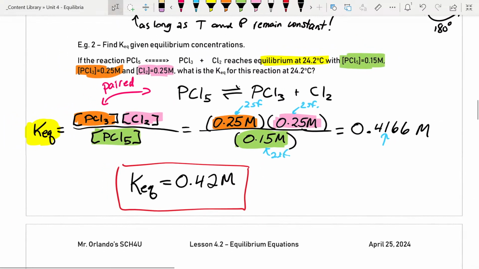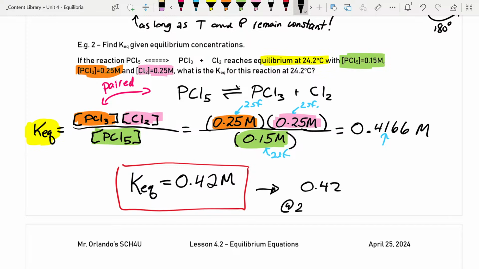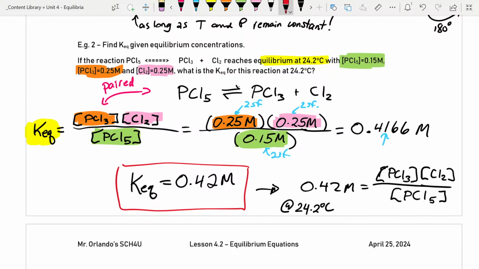Anyway, we'll move on. So now, if we want to, we can use that, right? At any point now, we can say, as long as we are at 24.2 degrees Celsius, and the truth is, it should also tell us the pressure, but whatever, 0.42 molar will always equal the concentration of PCl3 times the concentration of Cl2 divided by the concentration of PCl5, right? And now, with that, if we wanted to, we could solve some questions. Does that make sense? Cool.